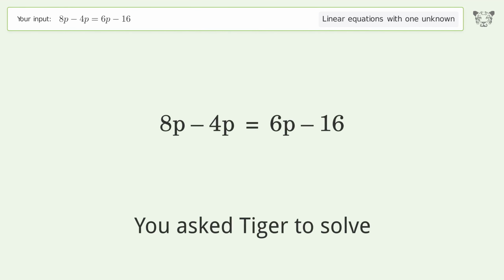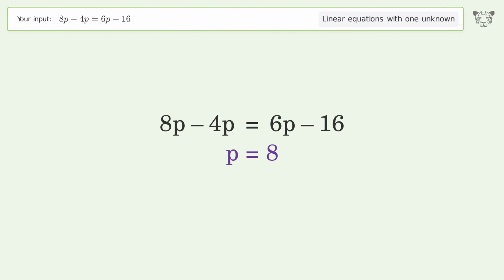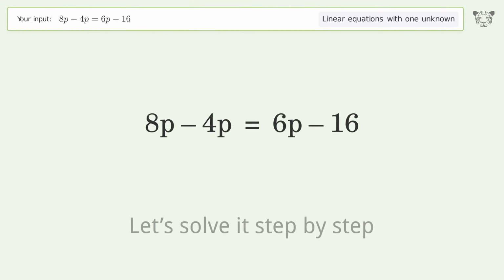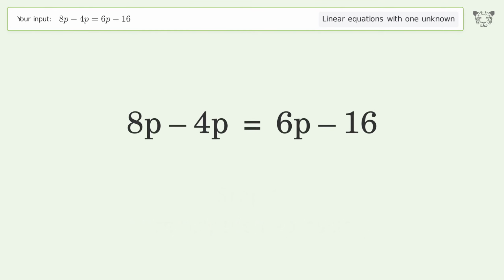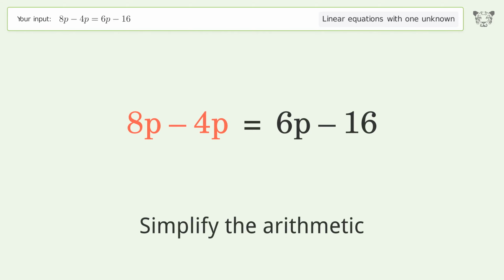You ask Tiger to solve. This deals with linear equations with one unknown. The final result is p equals 8. Let's solve it step by step. Simplify the expression. Simplify the arithmetic.